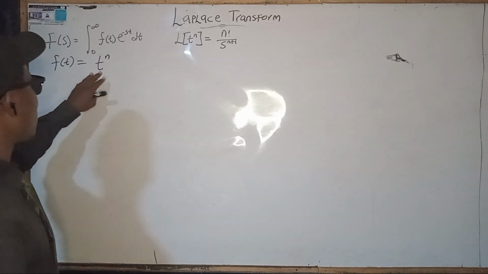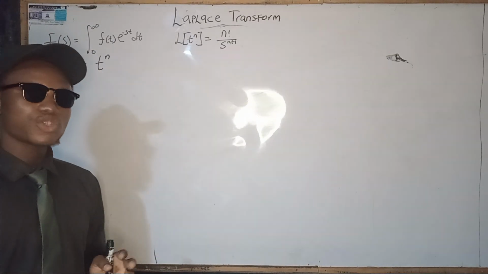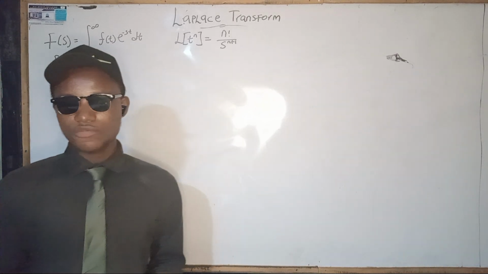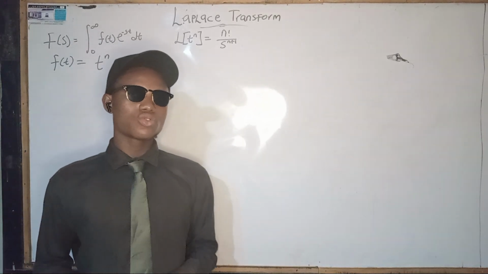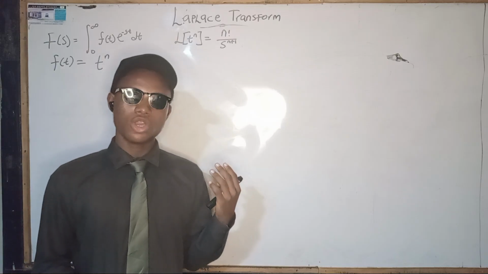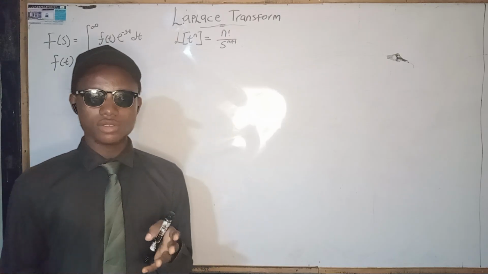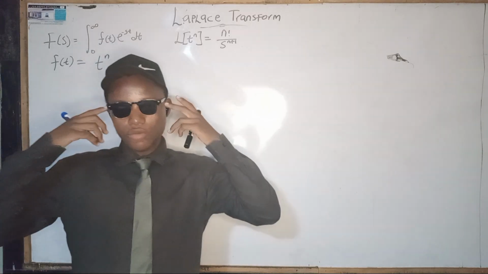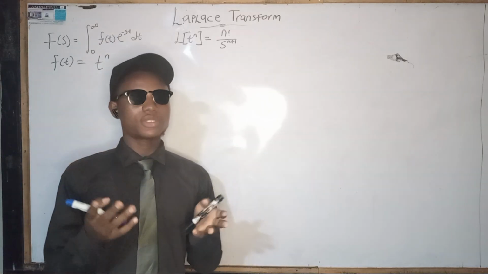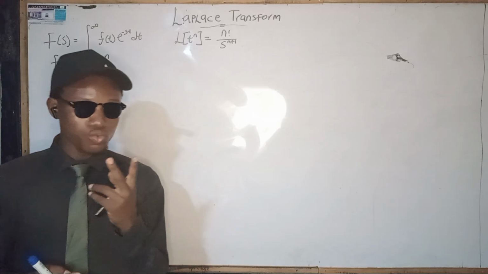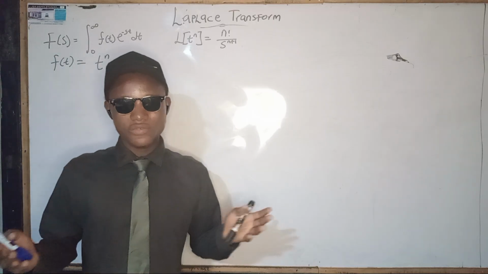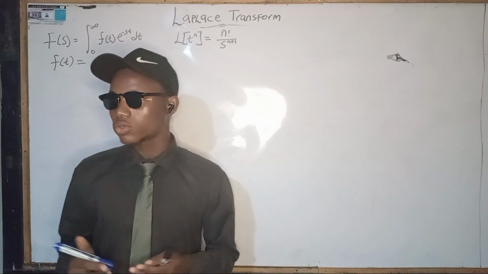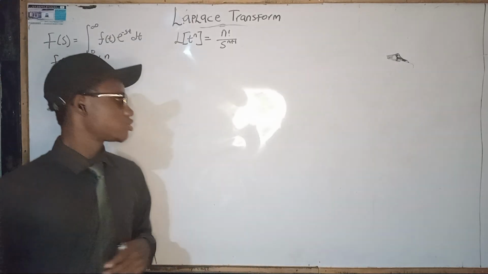Now talking about this function, t raised to power n, there are two possible ways we can solve this. The first is to solve it using the gamma function, and the second is to solve it using normal integration by parts and a little bit of logic. I'm going to try my best to use the two ways. Whichever you find understandable, you can pick it and move on with it.